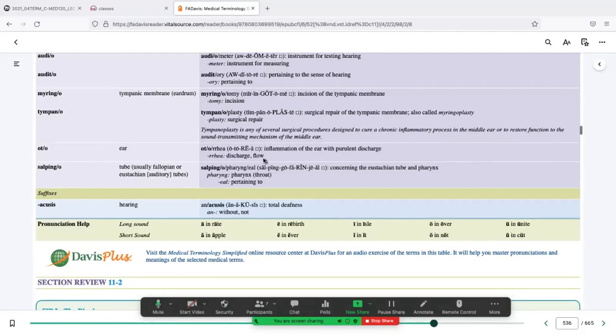Otorrhea, inflammation with purulent discharge. The word purulent means that it smells. You can definitely smell it. I don't know how to describe it. It's just funky, right? Now, if you see clear fluid that's non-smelling, inform your chain of command immediately. It could be cerebrospinal fluid.